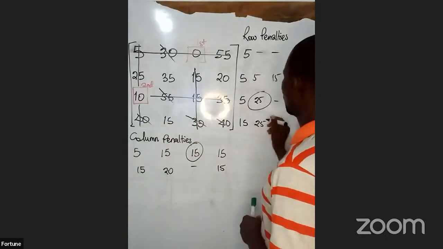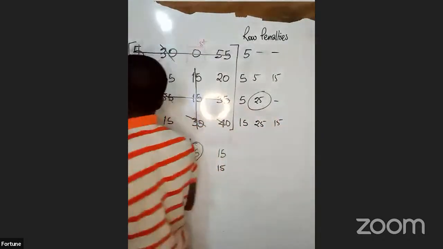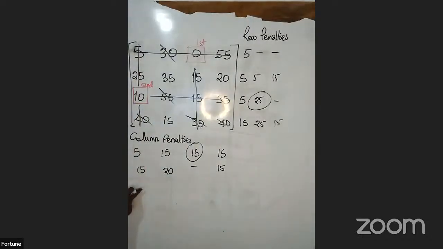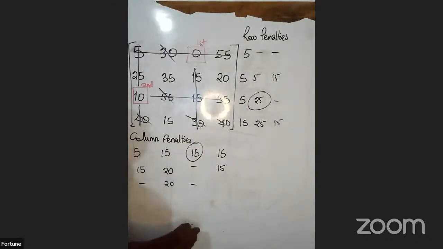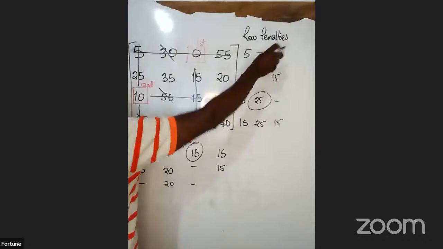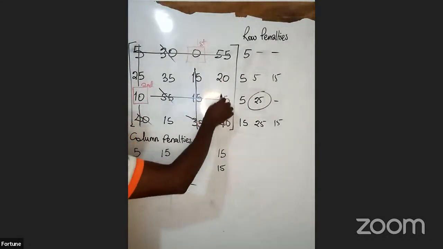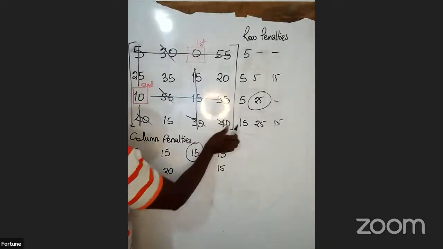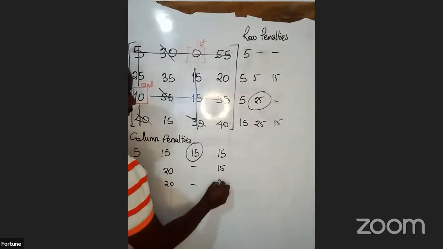15. Another one here, cancelled. 35, 15, 20, cancelled. Once cancelled, continue to cancel. This is 20 and 40. Remember, this wasn't cancelled. 20, 40, difference is 20.